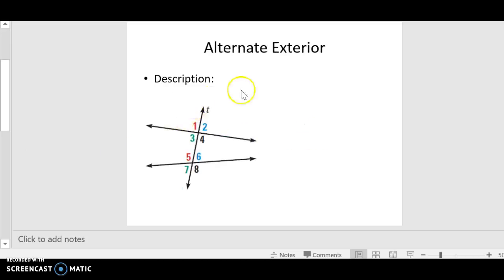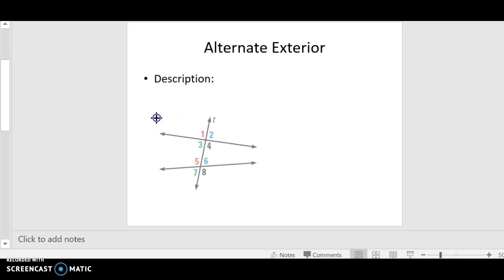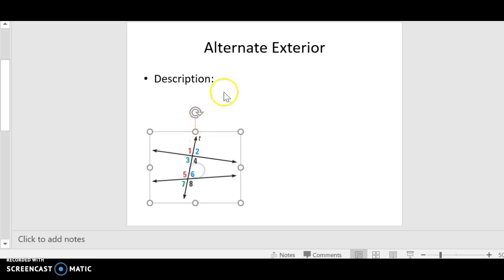Alternate exterior has a very similar definition. These are angles on the opposite side of the transversal, and they're both exterior. So from that description, you should be able to see angle 1 and angle 8 are alternate exterior, and then angle 2 and angle 7.